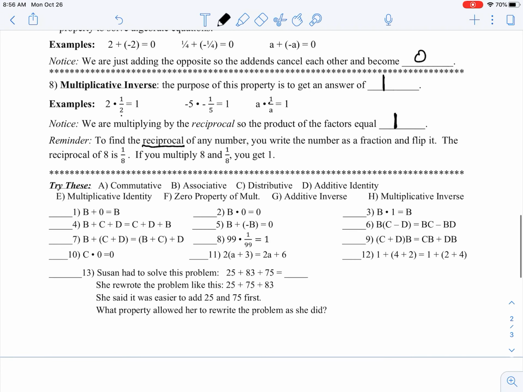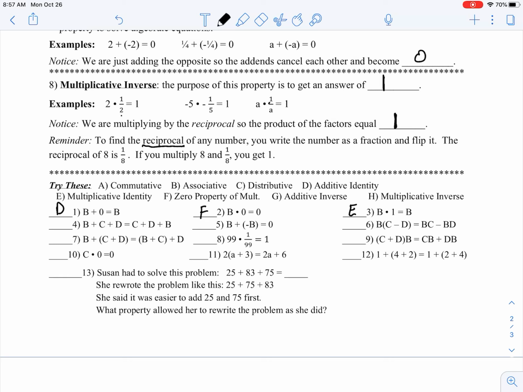Alright, so here we are going to fill these in. b plus 0 equals b. Well, that was the additive identity, right? We get the same number back that we added 0 to. And then multiplying by 0 gives us 0, so this will be the 0 property of multiplication. b times 1 gives us b. Well, that would be our multiplicative identity.